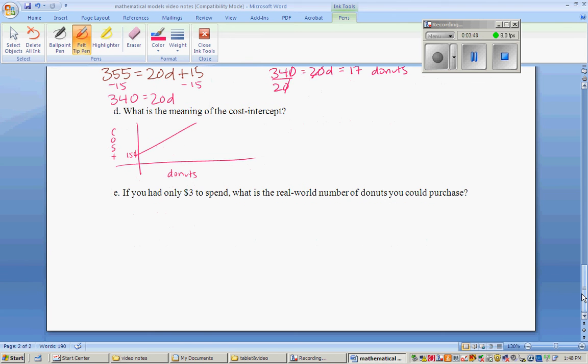And lastly, if you had only $3 to spend, what is the real world number? The reason they say that is, let's get our equation back. Remember, you're buying donuts, and you can only buy a whole donut. You're not buying parts of a donut. So let's plug in $3. So that's 300 cents. And you take a moment to solve this. If you have to hit pause, do it. I'm going to do it to see what we get.